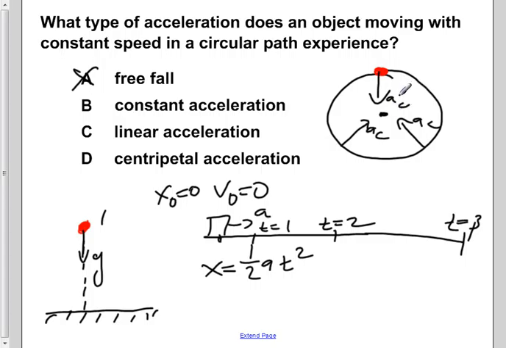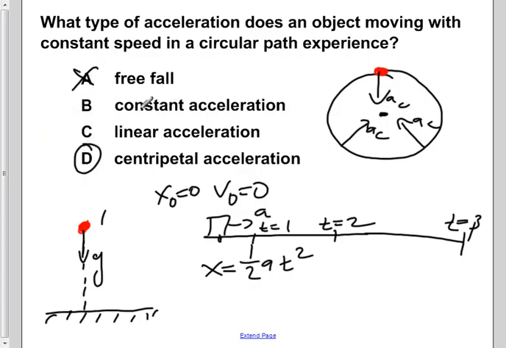Now, with that being said, we can see that the centripetal acceleration is inherent only to a circular motion. That's the only time that you're really going to have a centripetal acceleration, is when you're following some circular trajectory, some circular path. So our answer here is D.